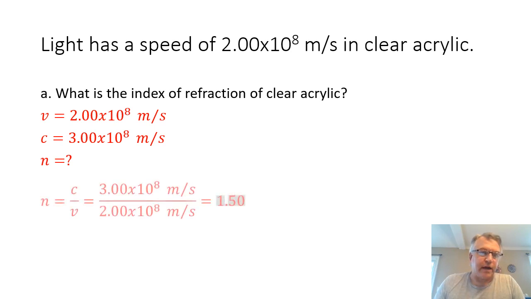I know the index of refraction is equal to c divided by v, or the speed of light in a vacuum divided by the speed of the light wave in the medium. So 3.00 times 10 to the 8th meters per second divided by 2.00 times 10 to the 8th meters per second will give me an index of refraction of 1.50. And remember that my index of refraction does not have any unit attached to it because we are simply taking meters per second, dividing it by meters per second, which cancels out all of my units. Dimensional analysis right up to the very end. Love it.